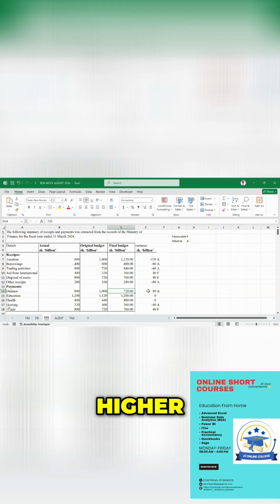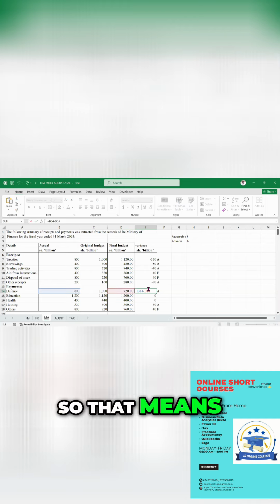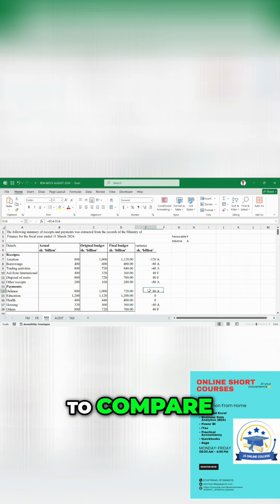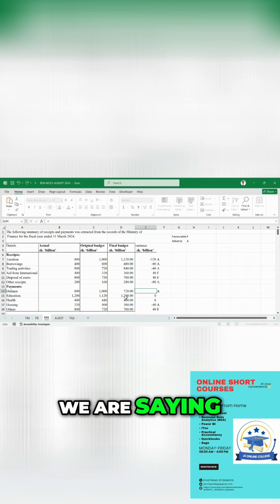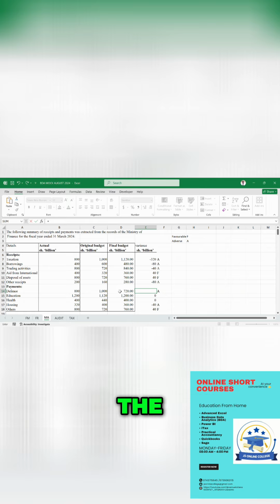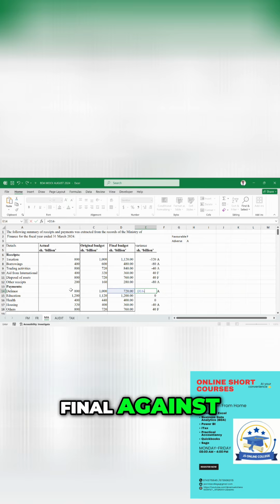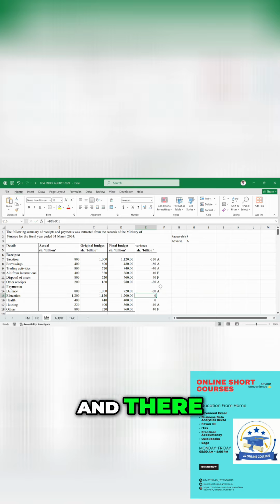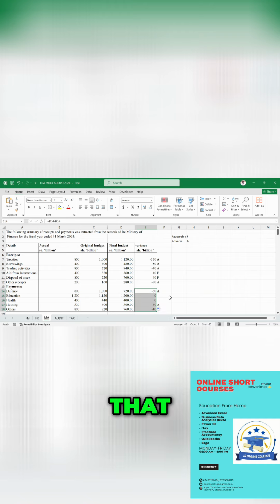Actual is higher. So in this case, you need to be having a negative variance. So that means we are starting to compare using the reverse. So we are saying you compare the final against the actual. And there you can see we are having now a variance of negative. And if I run it to the end like that, you'll see now the signs will change. The positives and the negatives will change.